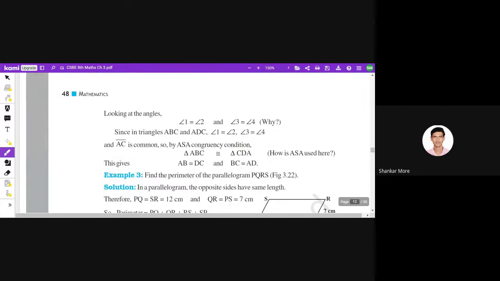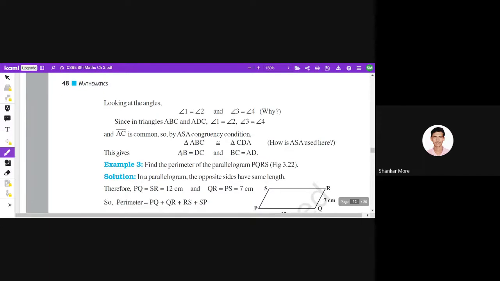So by ASA congruency condition, triangle ABC is similar to triangle CDA, right? Now what is ASA? Angle side angle. ठीक है, दो एंगल्स है, एक साइड है which is common or which is equal, so these two triangles are similar or congruent, right? So this gives AB is equals to DC and BC is equals to AD. अगर ये दोनों ट्रायंगल सिमिलर है तो इनके जो बाकी साइड्स भी रहेंगे they are again going to be equal.